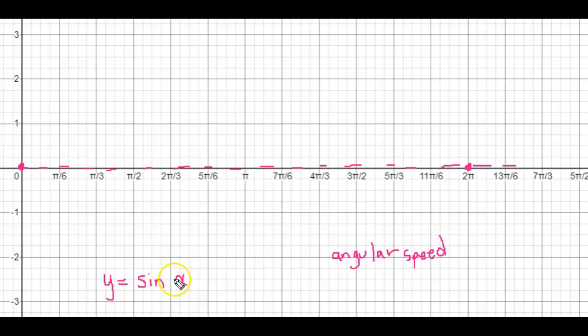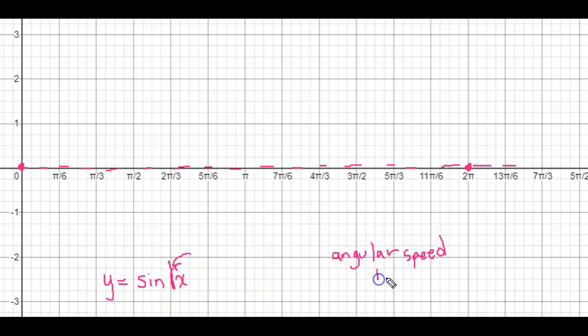Angular speed shows up as a coefficient in front of the input. If you think about it, for sine, this has to be an angle in here. But if x is time and not angles, if our input for our function is time and not angles, then that means we have to multiply it by something to figure out what the angle is. And we multiply it by its angular speed. So the coefficient in front of x is always the angular speed. If there's nothing there, we know that's an understood 1.